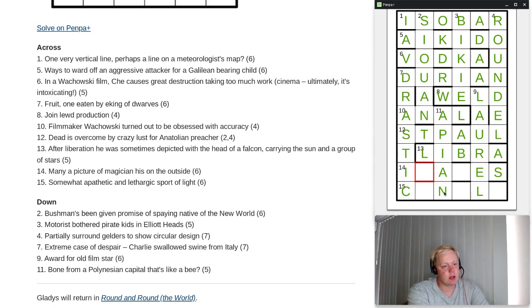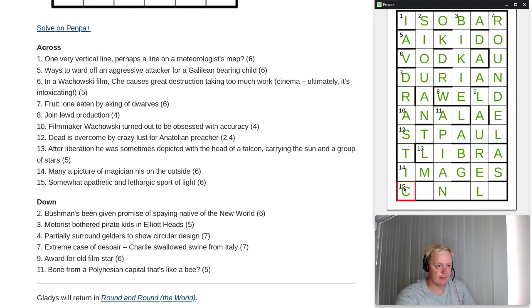Is a mage, is a magician. So M-A-G-E is inside there, and on the outside it has the word is, not his. So we have to remove this H here. This H is not serving any purpose. It would be here, outside the grid. So "many a picture of magician" is going to be the corrected clue. H is the extra letter here, and the answer is images, many a picture.